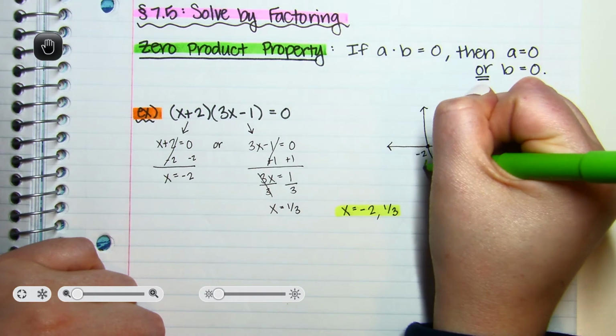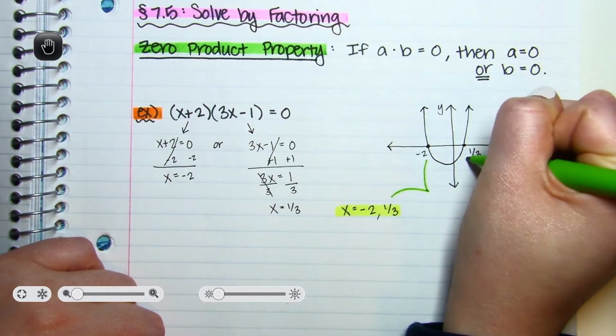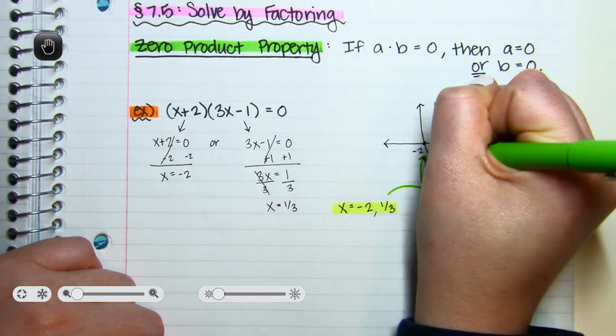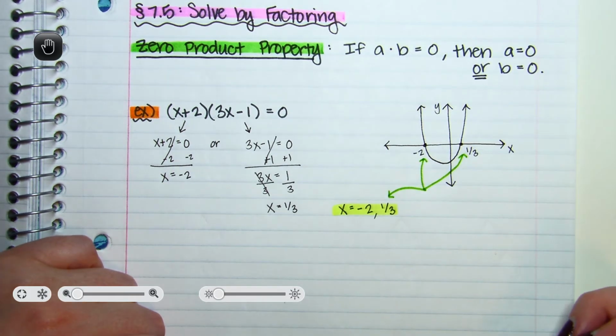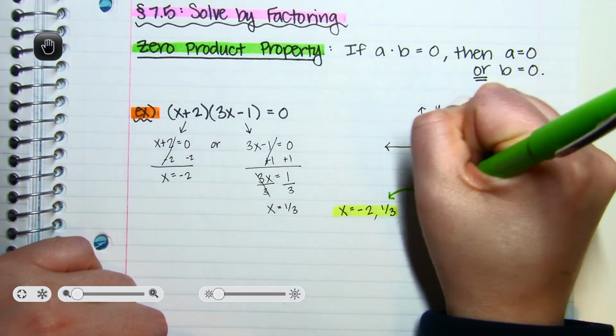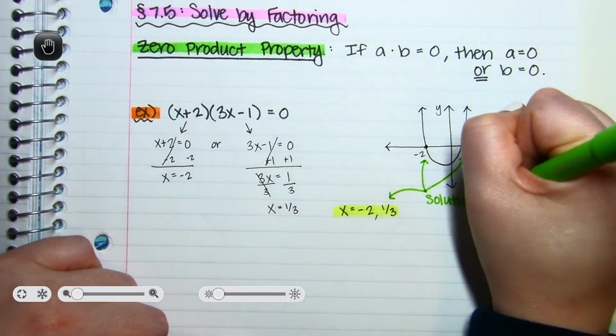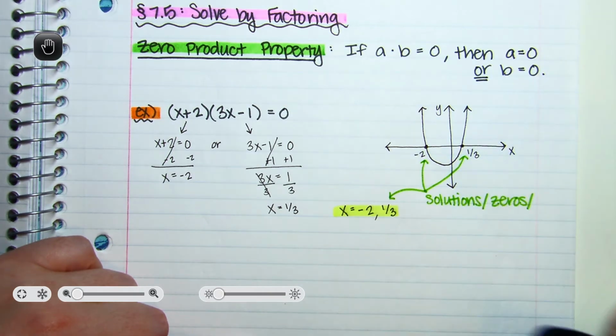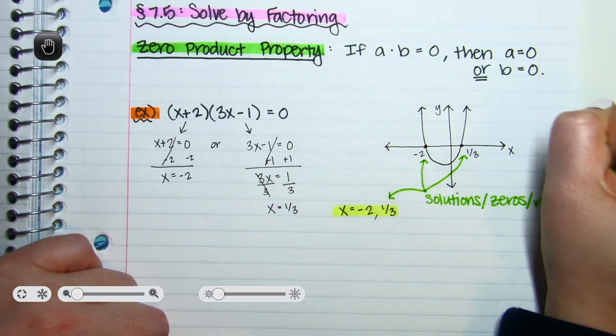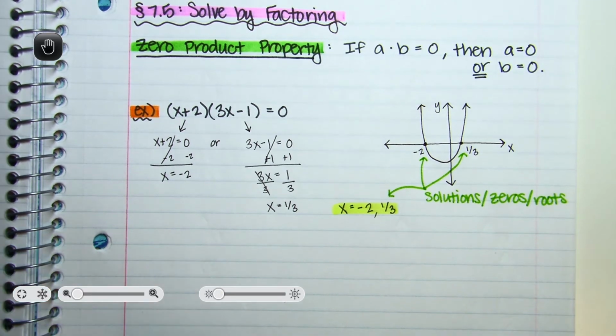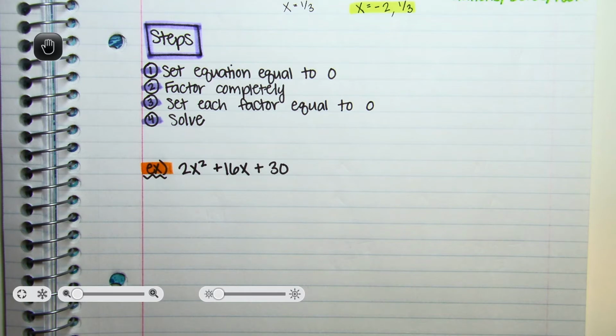And also, words that we can use to describe these: we can call them solutions, we can call them zeros, and we can call them roots. All three things mean the exact same thing. Go ahead and pause this real quick to write down the steps for solving these.